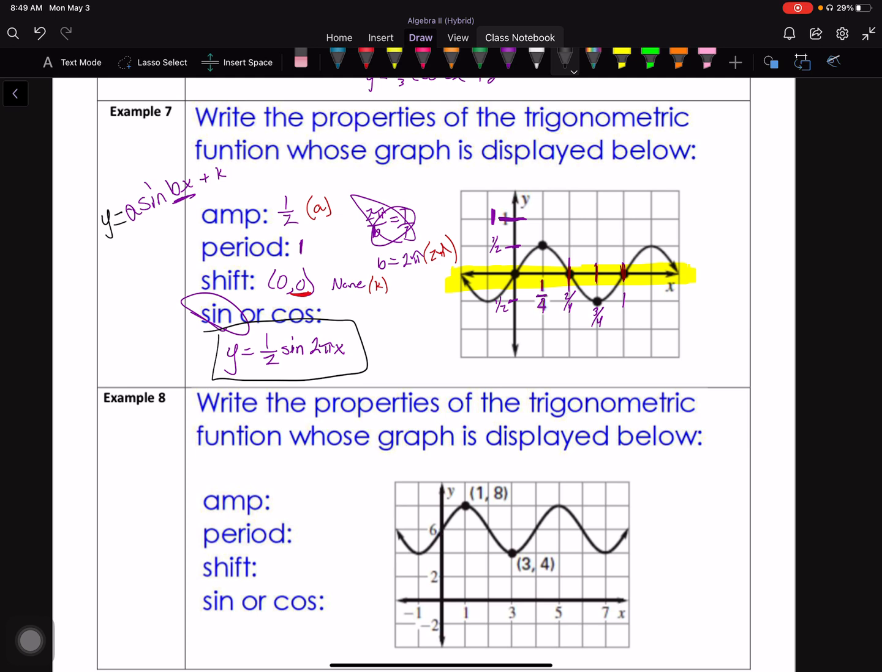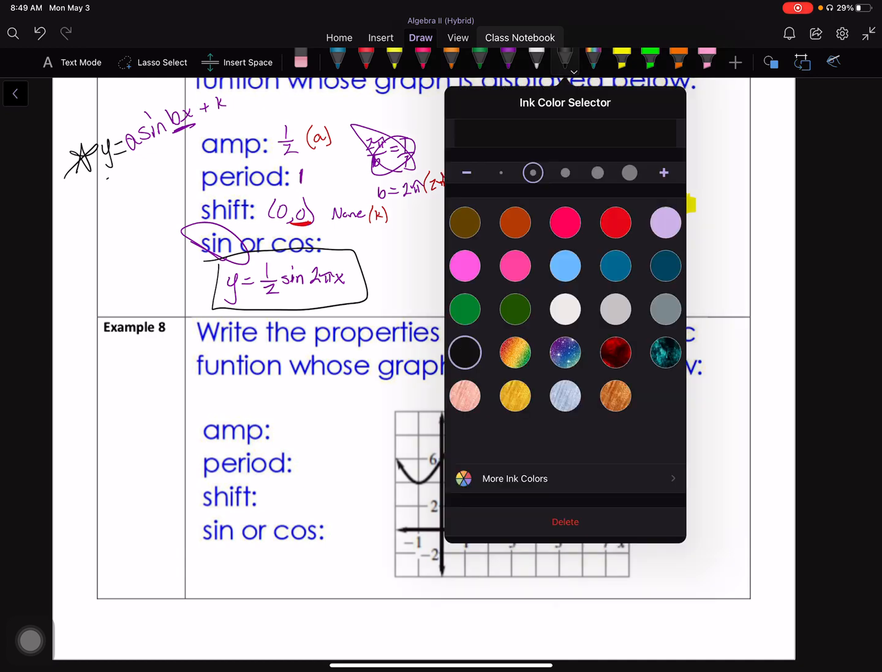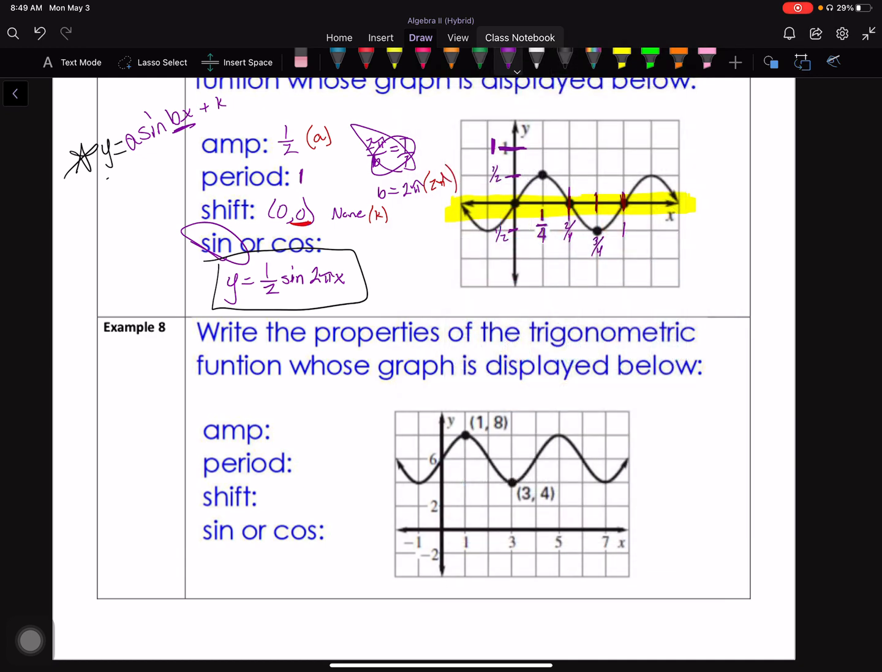Write the properties of the graph. So again, here's your generic form right up here. So we need a, b, and k. So first of all, let's start with the shift. We're starting here at what looks to be 0, 6. So there is your k value. Okay, so we know it's going to be something plus 6.